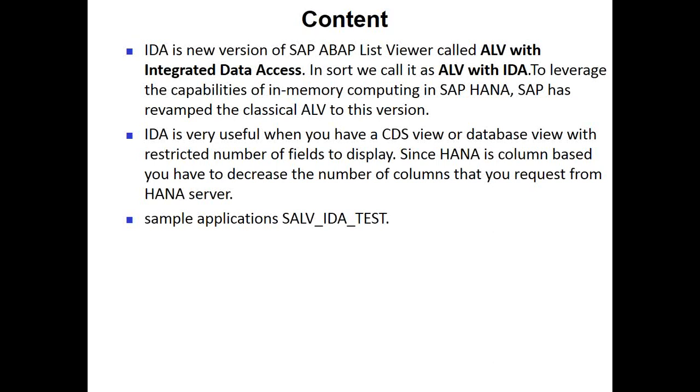But in ALV IDA, it is not like that. Whatever fields you have in the catalog, only those many it will take. It is not like the field catalog has 5 fields and the internal table has 20 fields. There is no concept like that. So if you are hiding any field, that field itself won't be taken in the selection. Clear? Okay.